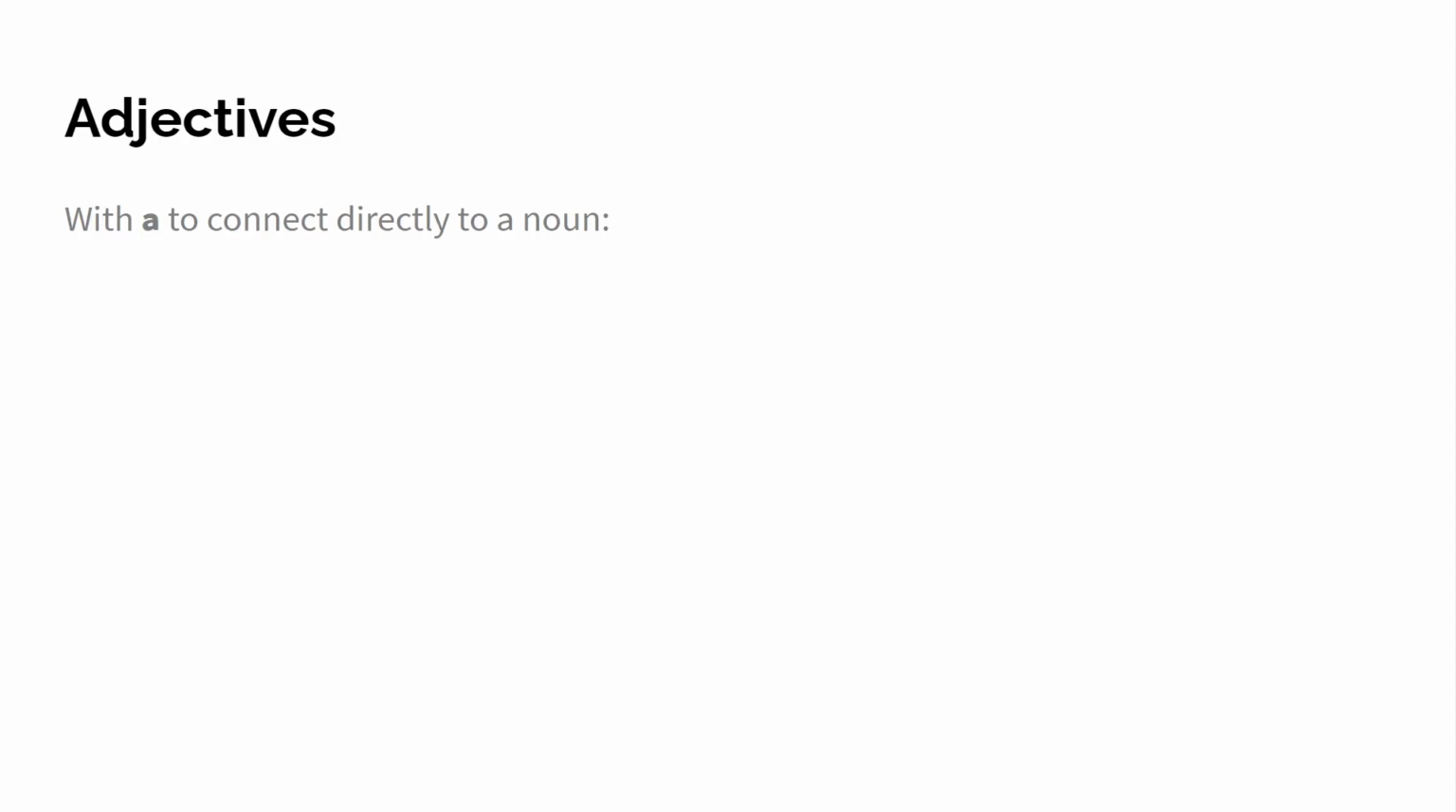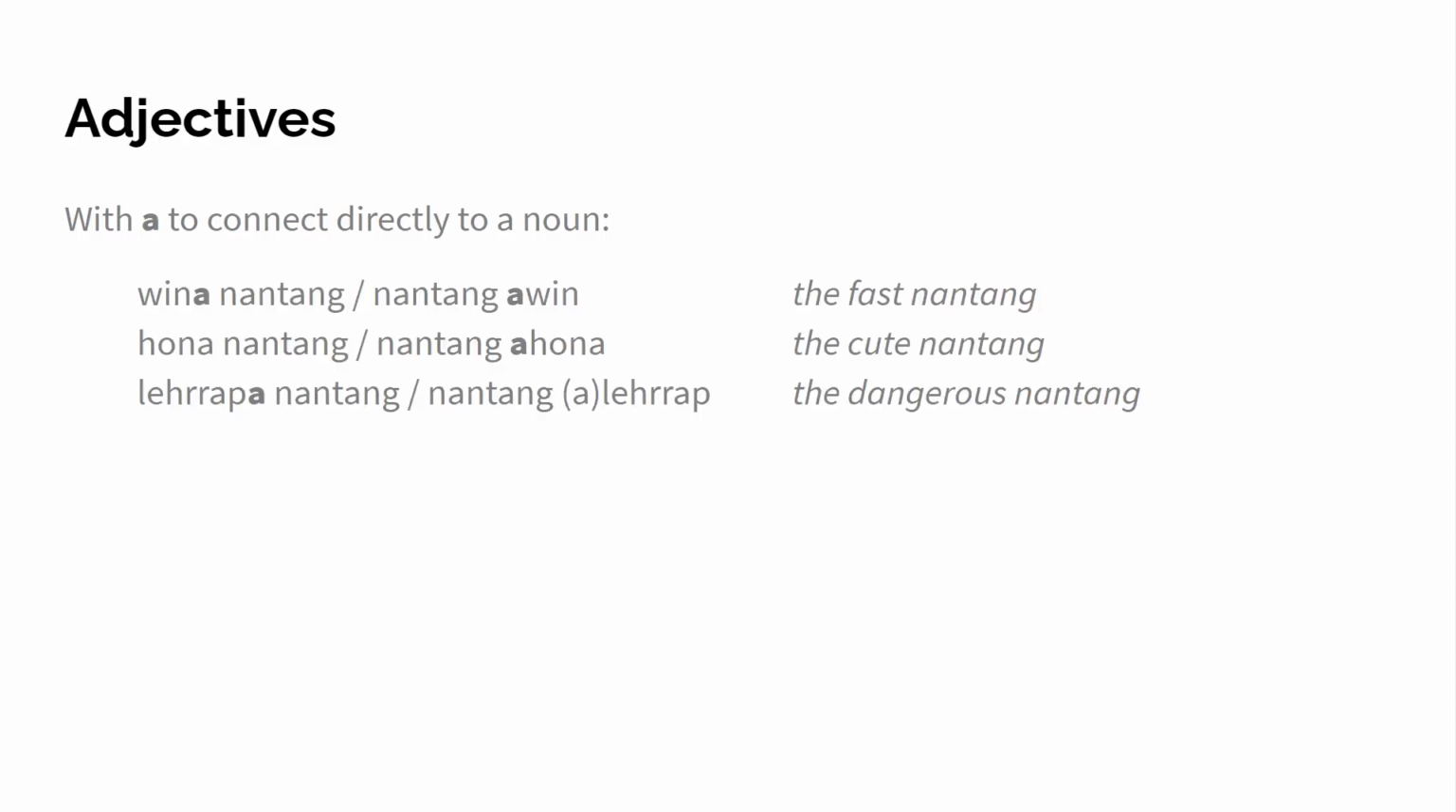We use a to connect them directly to a noun. Rina nantang or nantang arin, so you see the adjective can be before or after, but needs to be connected with the a. Hona nantang, here you see that if there is already an a, we don't put another one, or nantang ahona. Le hurrapa nantang or nantang le hurrap. Remember that if an adjective starts with le, then we usually don't put an R, but we can, so we can say Nantang alehurab, it's just a bit weird.